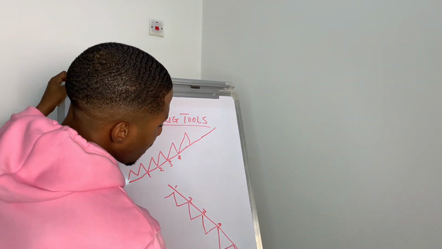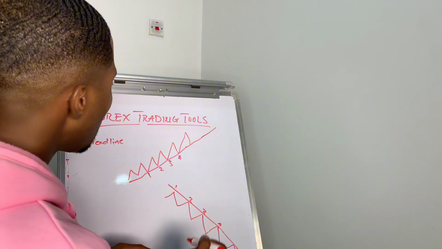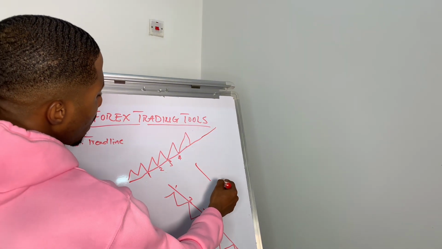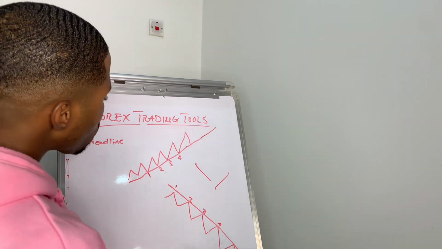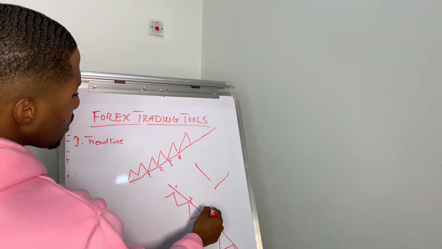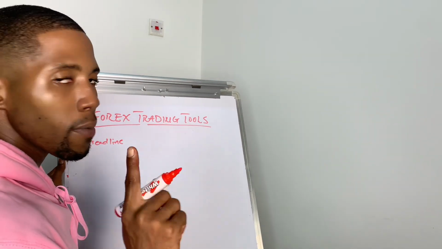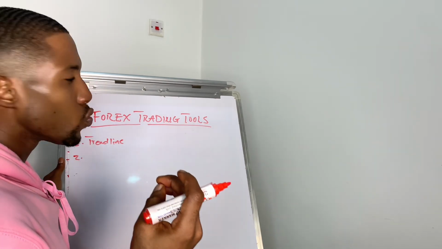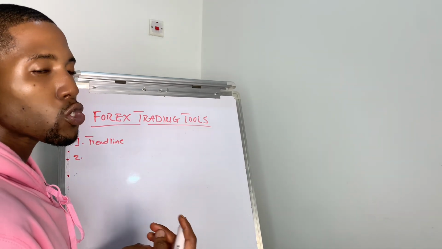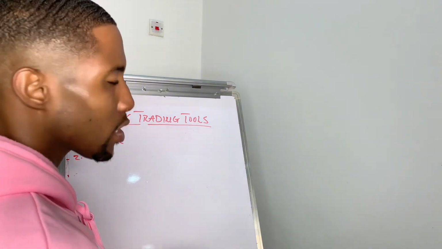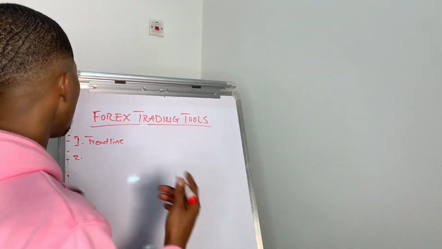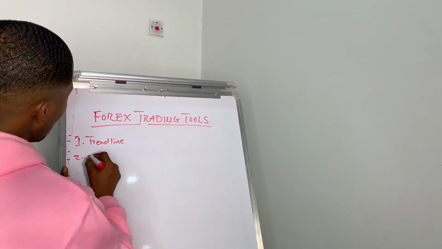So the trend lines are basically lines that we use to mark our trends. For the uptrend, you put it beneath. For the downtrend, you put it above. I'm just giving you 2. There are many trading tools, but the other tools will be much more effective when we open the chart and explain them in the charts, actually.